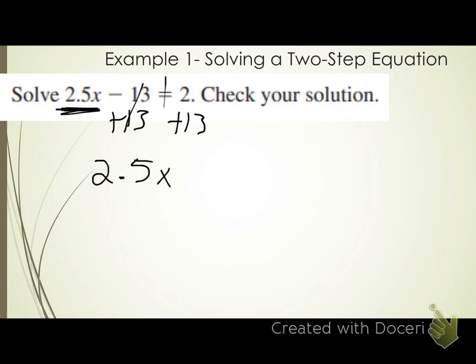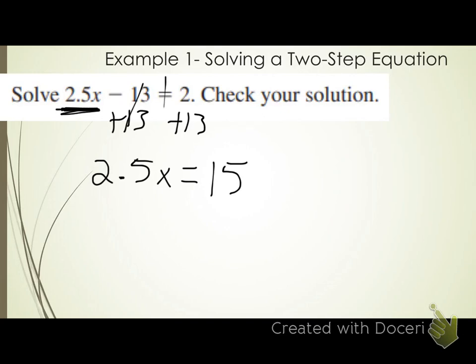Whatever I do to one side, I've got to do to the other. The left-hand side, the 13's cancel out. I'm left with 2.5x. Right-hand side, what's 2 plus 13? 15. Questions there? Is the term that contains my variable now by itself? Yes. Now I can focus on getting the variable by itself.